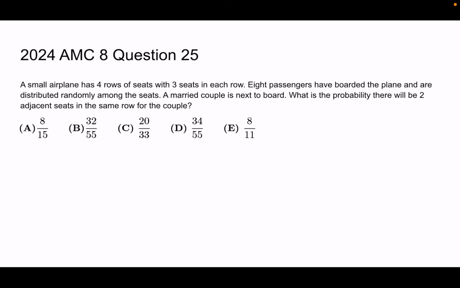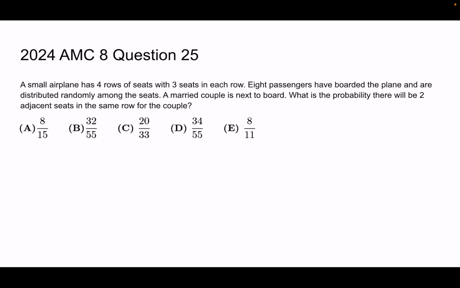Now we come to the last question of 2024 AMC 8, which is generally the hardest question for the whole set. So let's take a look. A small airplane has 4 rows of seats with 3 seats in each row. 8 passengers have boarded the plane and are distributed randomly among the seats. A married couple is next to board. What is the probability there will be 2 adjacent seats in the same row for the couple?